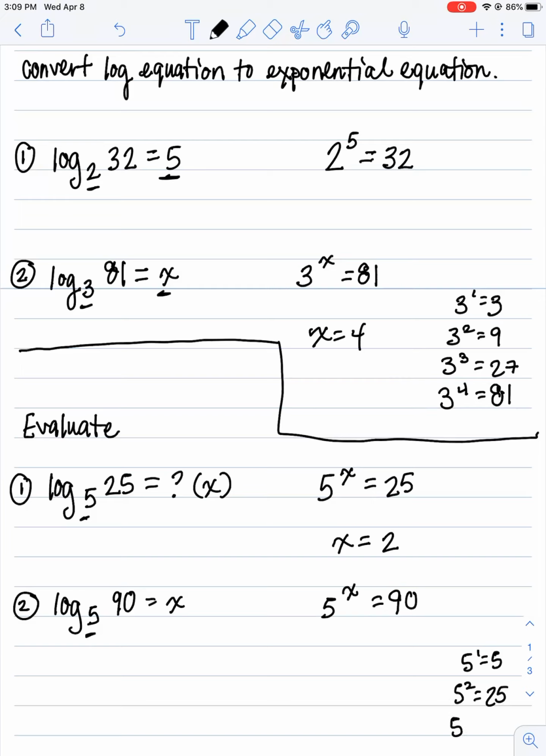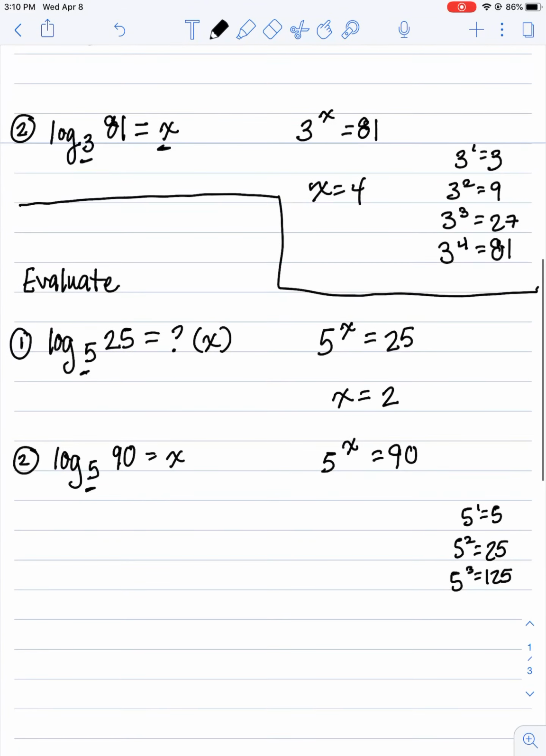So if you start doing the math, 5 to the first power equals 5. 5 to the second power equals 25. And 5 to the third power equals 125, guys. So hopefully you recognize that we bypassed 90. We went from 25 to 125. So I don't know what 5 to some power equals 90. There is no way to figure this out by hand. I do know it's going to be in between 2 and 3. But that's just having number sense.